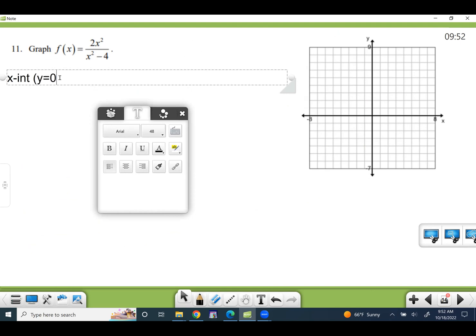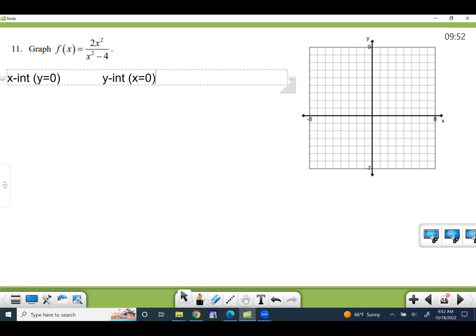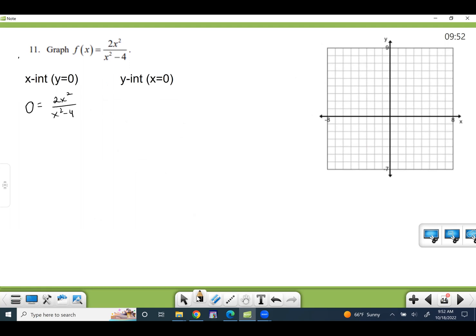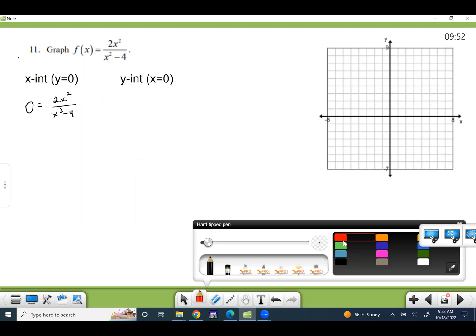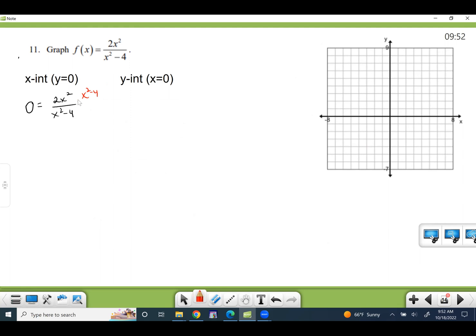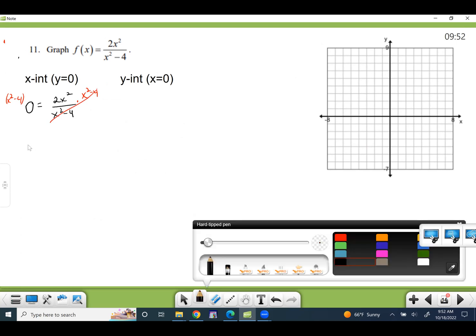All right, so to find x-intercepts, let y be 0. To find y-intercepts, let x be 0, right? Okay. So we're going to put 0 in for the y value. Move this over a tiny bit just to give me a little space, because we're going to have to multiply by the x squared minus 4 to cancel. And 0 times anything is still 0.